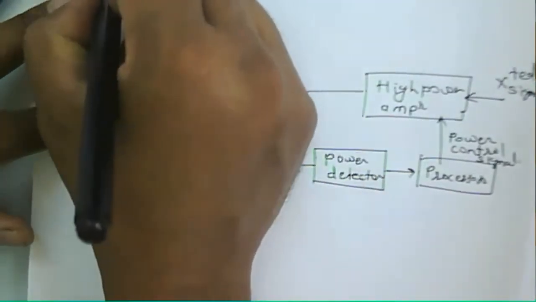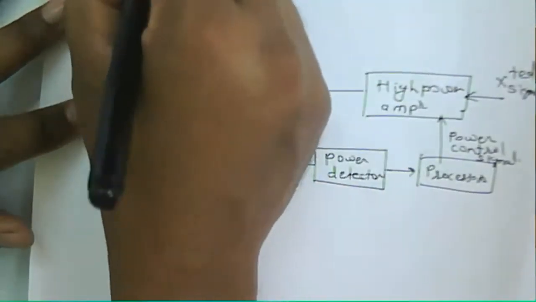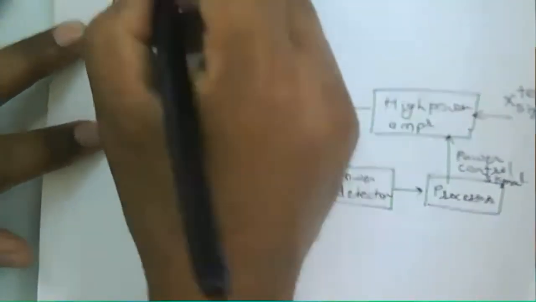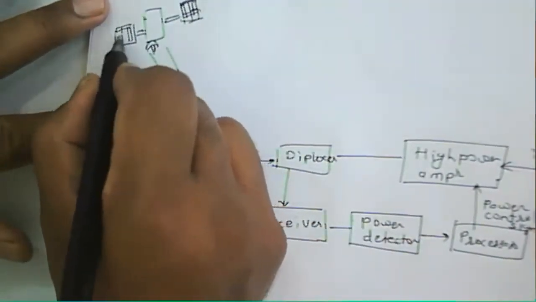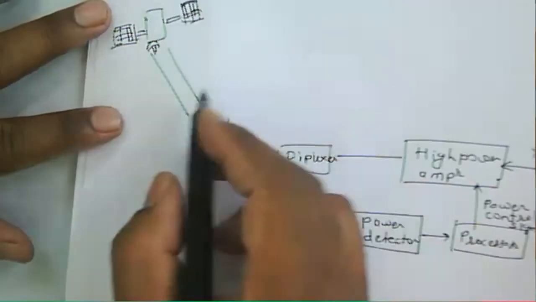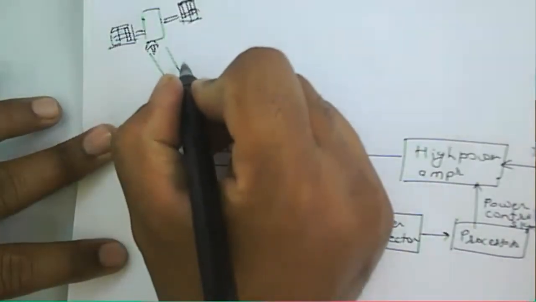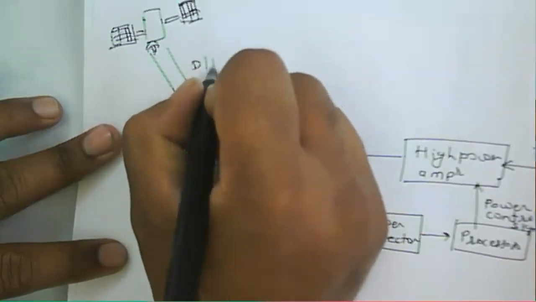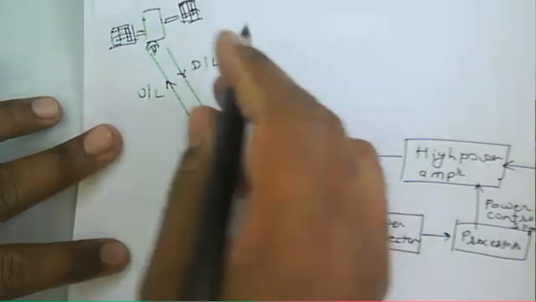So now this one is transmitting the signal from the earth station up to the satellite. We have the antenna here at the satellite. This one is a solar panel, and this one is the antenna. So you can see the uplink signal as well as the downlink signal. This one is the uplink and this one is the downlink.